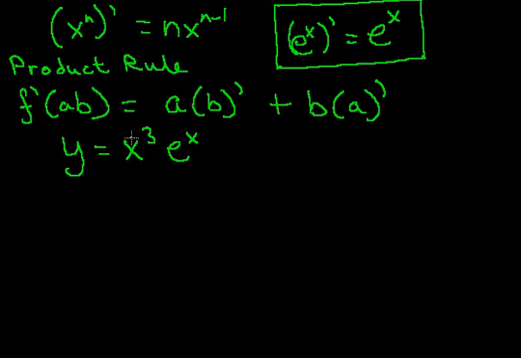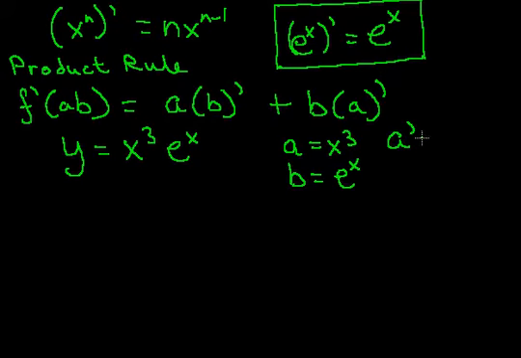So now we have x cubed and e to the x. We have two things that are multiplied by each other. Let's call A x cubed, and let's call B e to the x. So we're going to need the derivatives of each one of these to be able to use the product rule. So let's find that too.